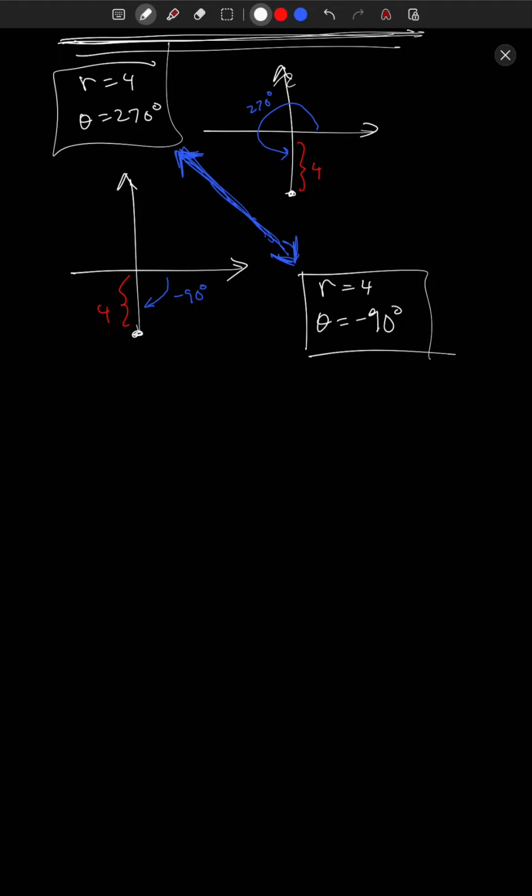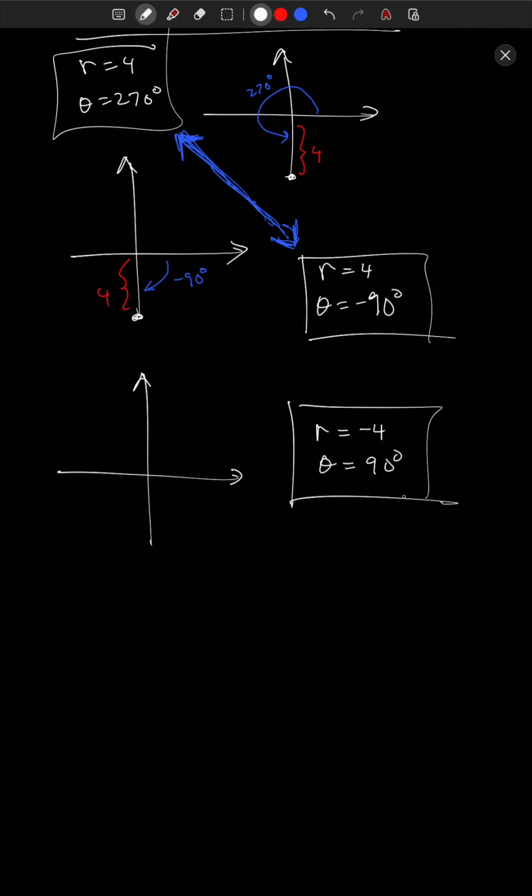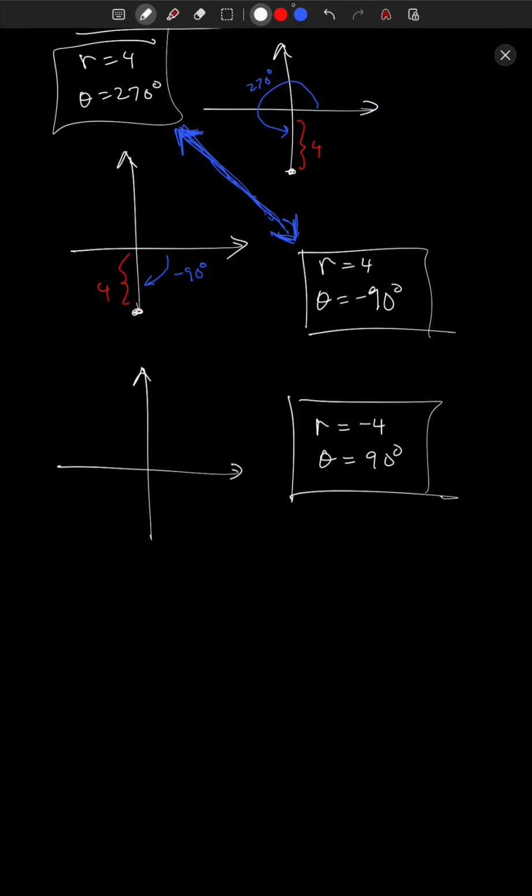But even more than that, right? We describe this one point in the same way, using r equals 4, theta equal to a positive number, and r equals 4, theta equals negative. But we also occasionally have to use r negative. So if I have r equals minus 4 and theta equals 90 degrees, how would I plot that one? So here, theta is positive 90 degrees. So we're going 90 degrees counterclockwise from the positive x-axis. So that would be right here, like that, all right?